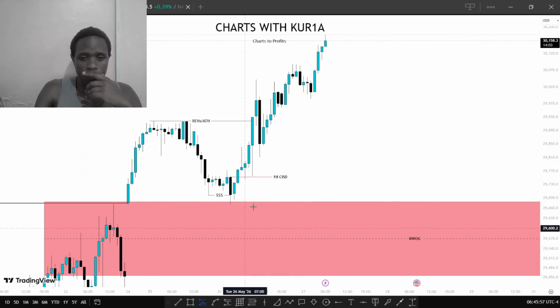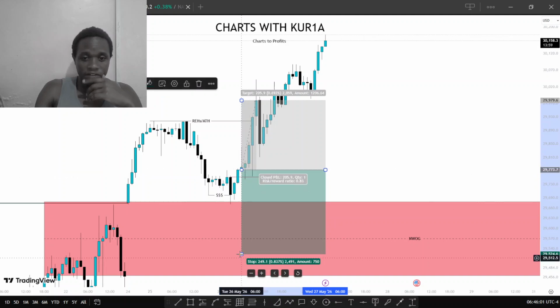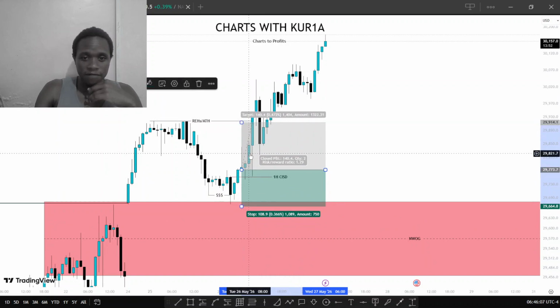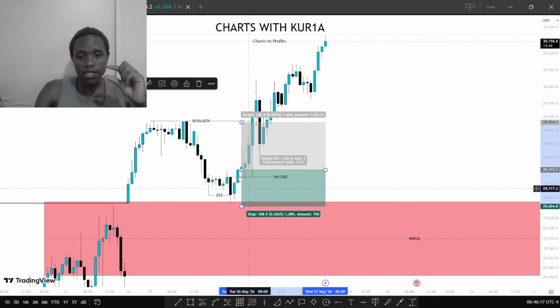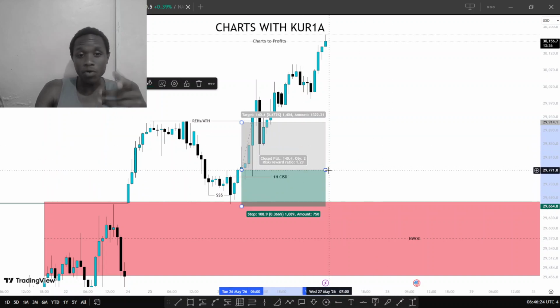My first entry was here. My first stop loss was just below the London session low. And then as price formed this 7 a.m., because this is another kill zone, which I can show you on the 15-minute, we were able to form this low, which became now a stronger low, and I did not expect it to be taken out. And if it did, the setup would have been somewhat invalidated.